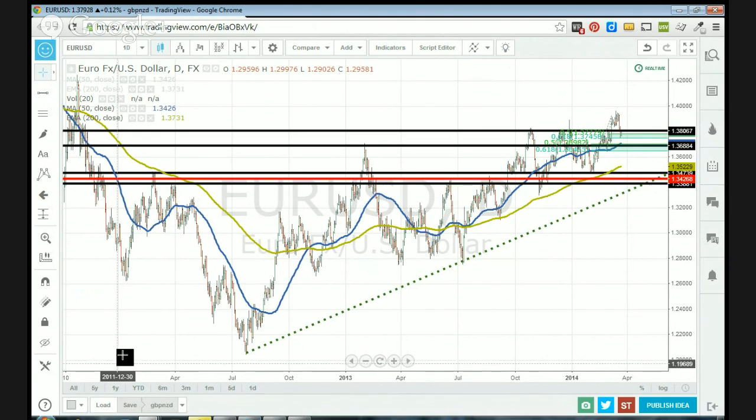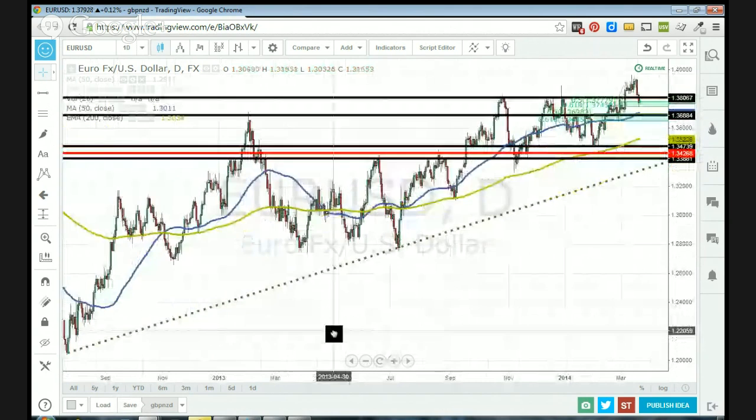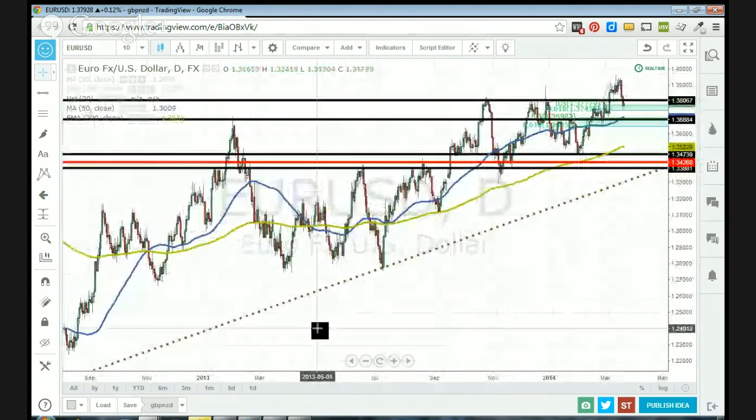Euro US dollar. Let's zoom in a little bit more now. Okay, this is encouraging. Euro could be getting ready to head higher, but we'll see. I still would like to see it fall to 1.0688. That would be really nice.